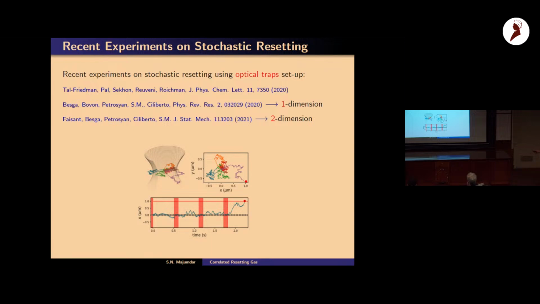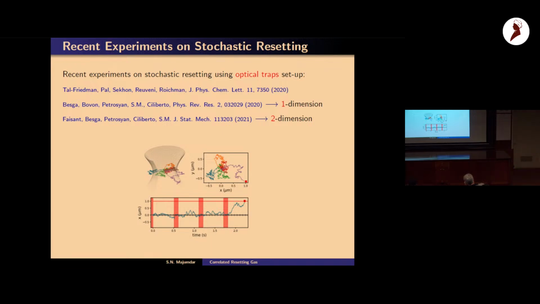Here, they first wanted to compute the single particle case. Now, how do you actually reset in real experimental labs? In computer simulation or theoretical calculation it is very easy: you just instantaneously reset the particle. But how do you do it in real experiments?